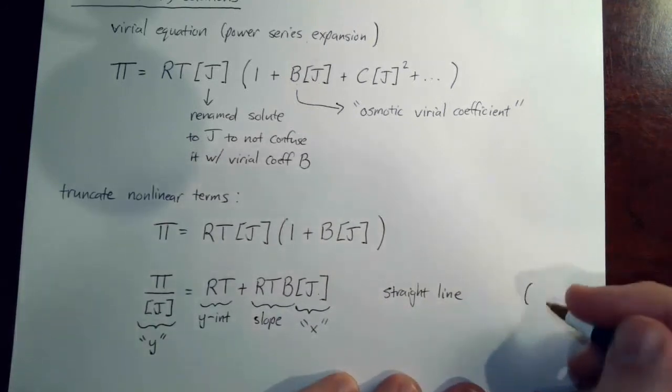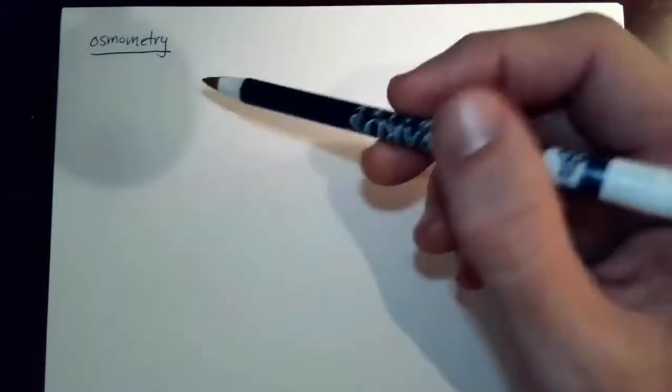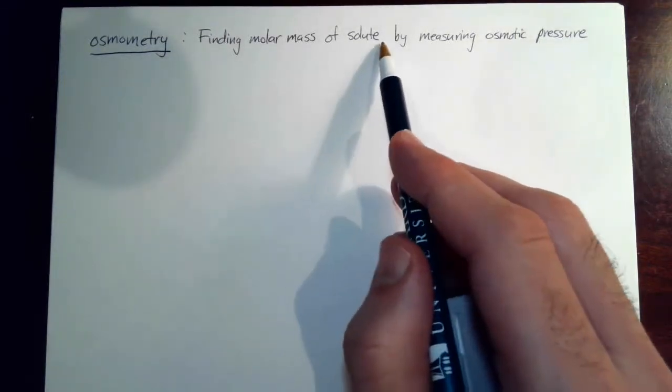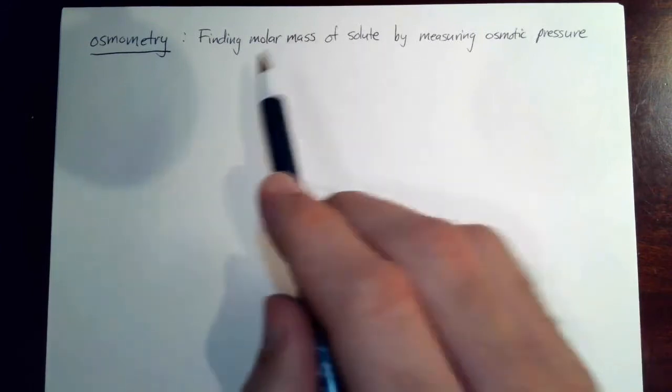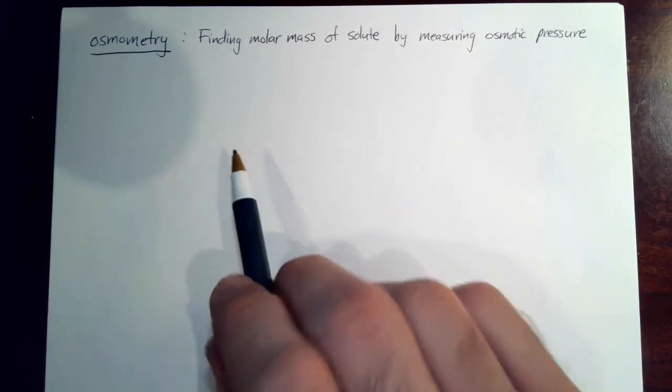This equation is going to be useful in a second, so I'm going to label it star star. Now that we have that equation, we're ready to talk about osmometry. Osmometry is a method for determining the molar mass of a solute by measuring the osmotic pressure. Often in laboratories, this solute is some macromolecule that you want to measure the molar mass of. So we'll go through an example.